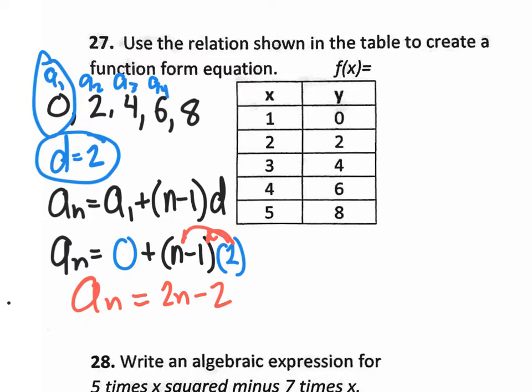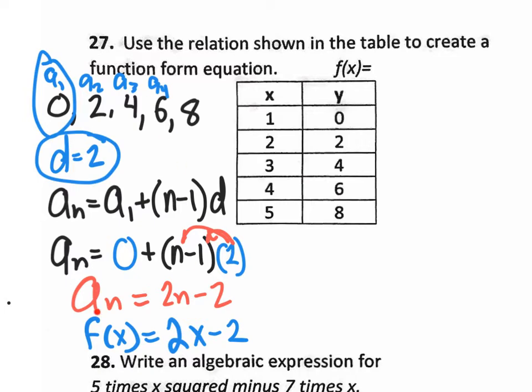But if you want it in terms of f of x, if you want it to look like f of x instead of a sub n, just replace the a sub n with f of x equals 2x minus 2. Now, what that means is, if I plug in 1 for my x right here, what's 2 times 1? 2 minus 2? 0. You see how you get the output 0? If I plug in 4 into my x value right there, 2 times 4 is what? 8 minus 2? 6. So when you plug in 4, you really do get 6, right?